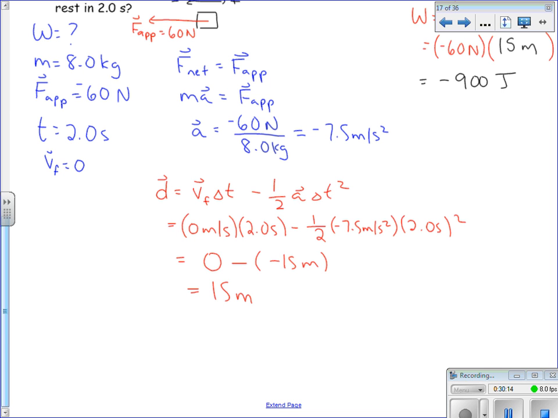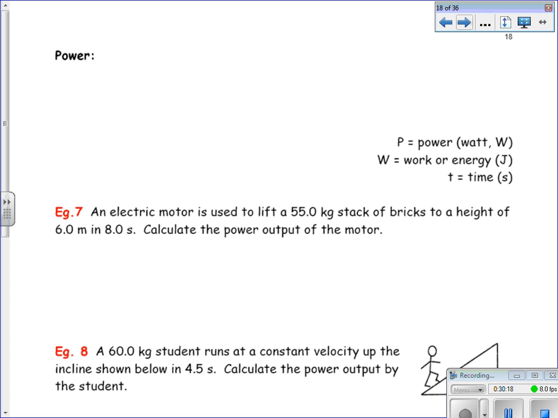Okay, next concept, and this is very much related to work, is power. Power is just the rate of doing work.